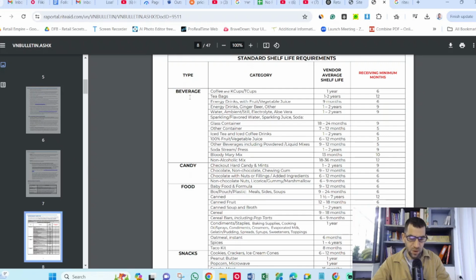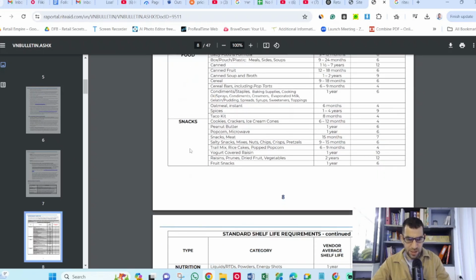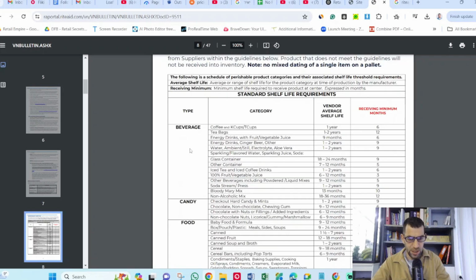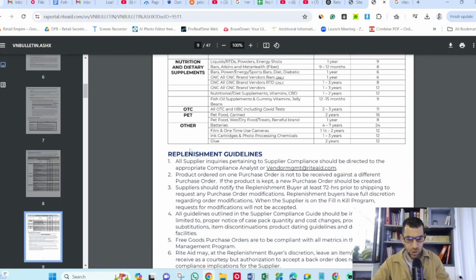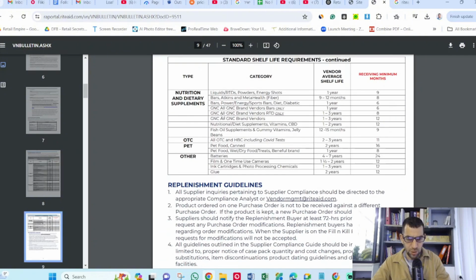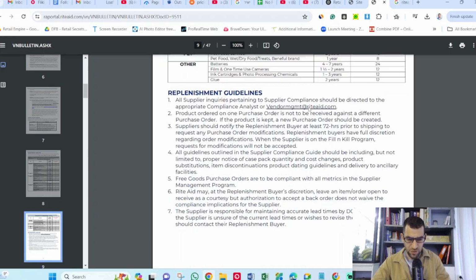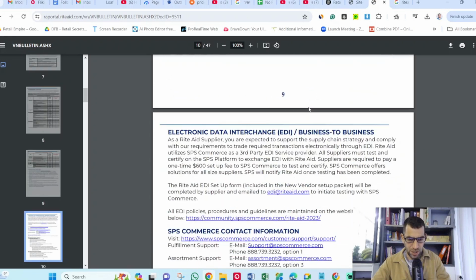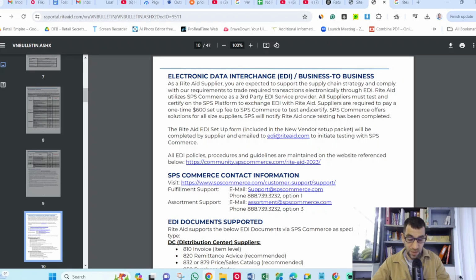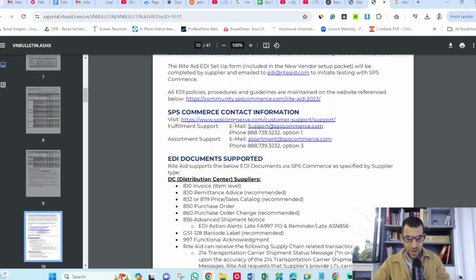Now, if you're not selling food, beverage, candy, snacks, you don't care about all these things, but you do want to look at your own category if it's here at all. So this is mainly for food, and most likely this is not what you're selling. And if it is, then you need to look at it. And then you have SPS contact.